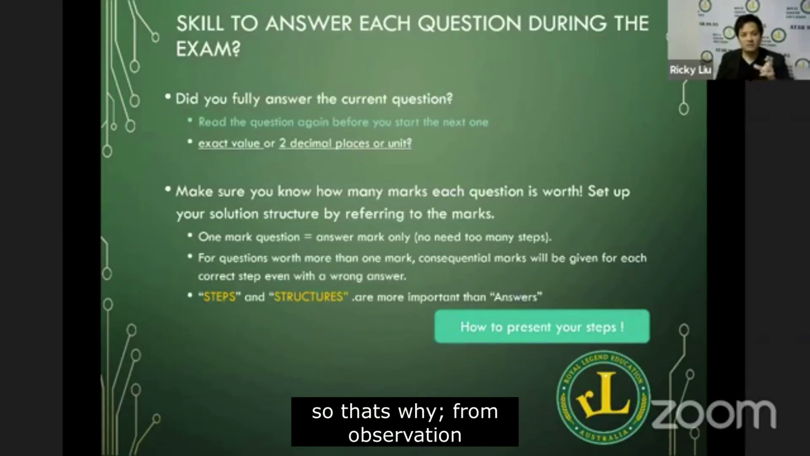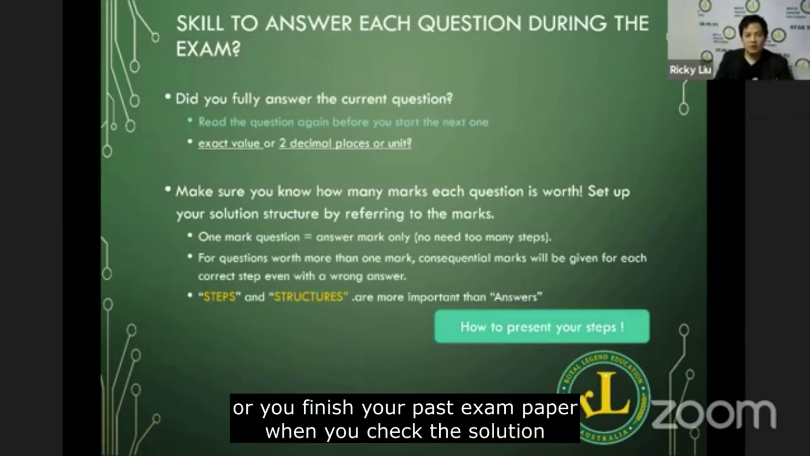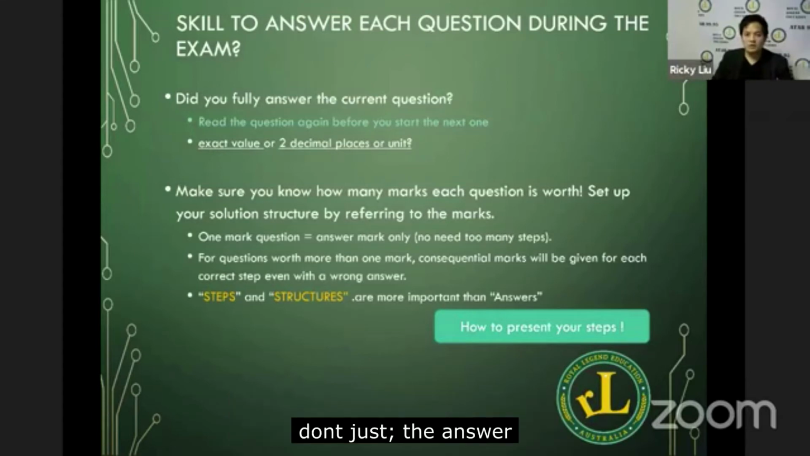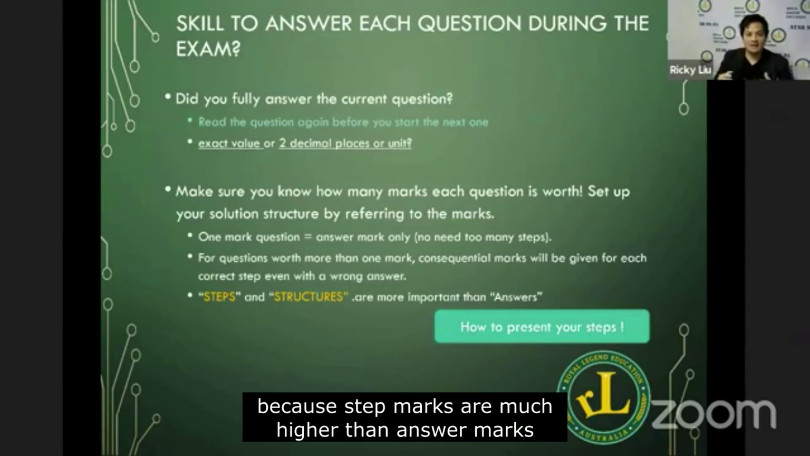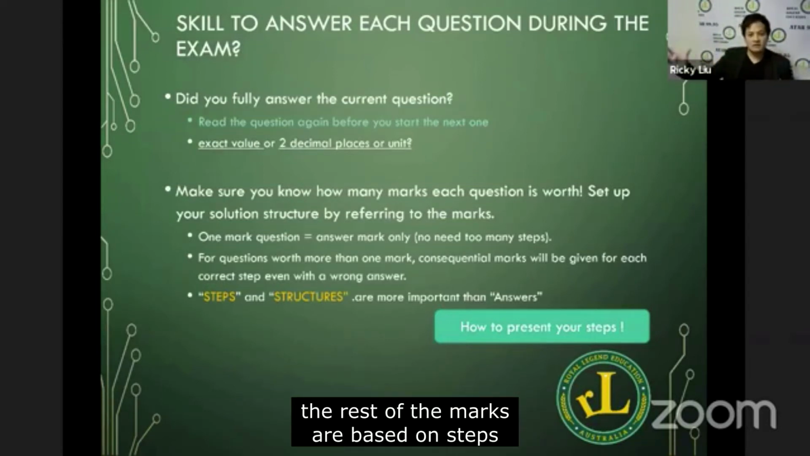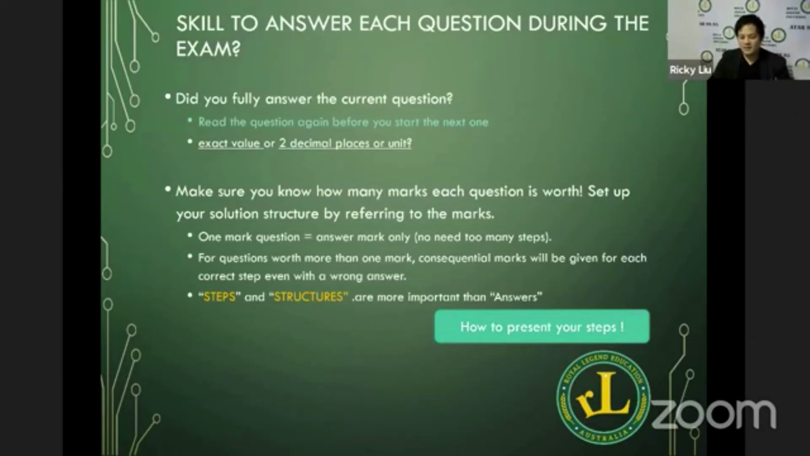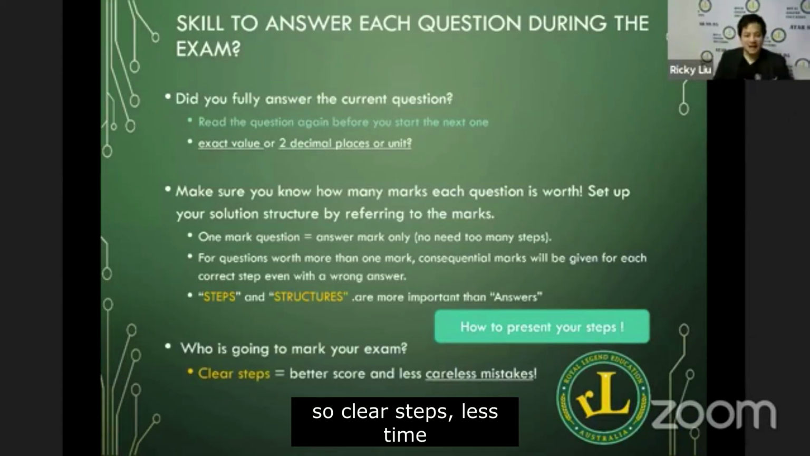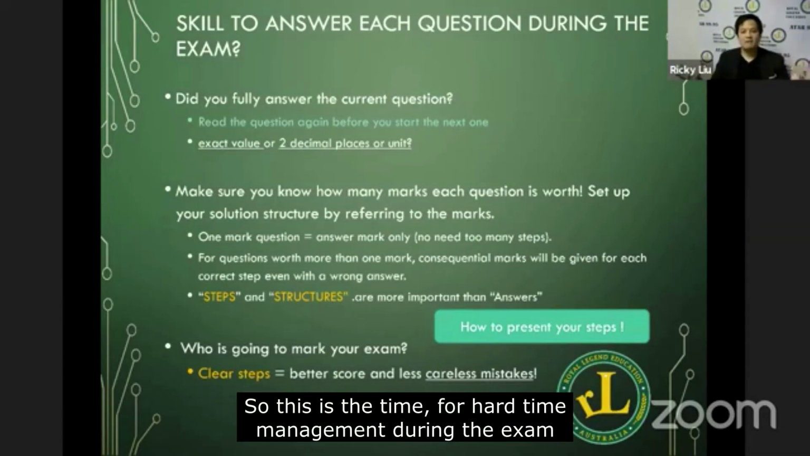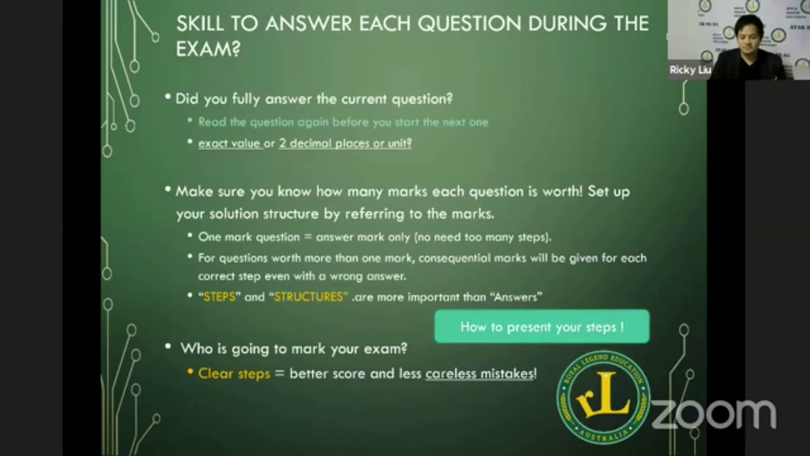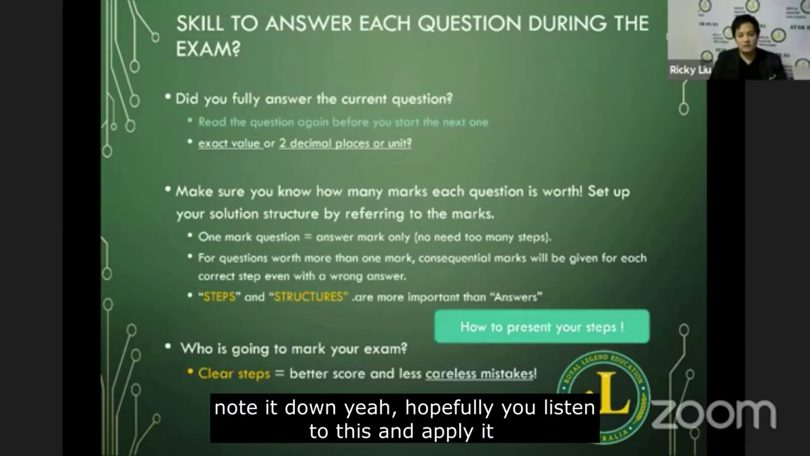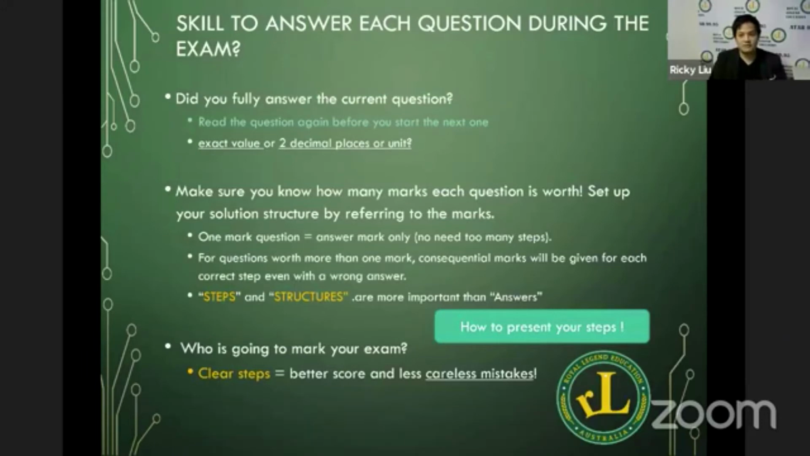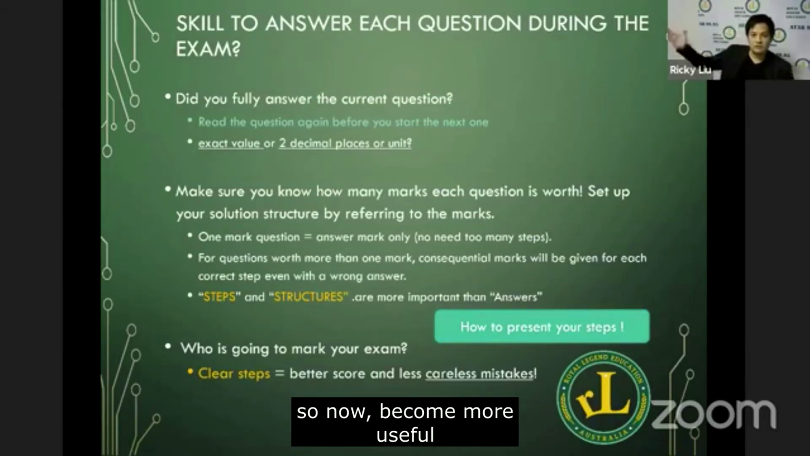So that's why, from observation, every time you finish your past exam paper, when you check the solution, don't just check the answer, check every step. Because those marks are much higher than the answer mark. The answer mark only gets 1 mark. The rest of the marks are based on steps. So clear steps, less time, fewer careless mistakes, better result. So this is time management during the exam, during the actual writing time. Note that down. Hopefully you listen to this and then you apply it. So now to become more useful.